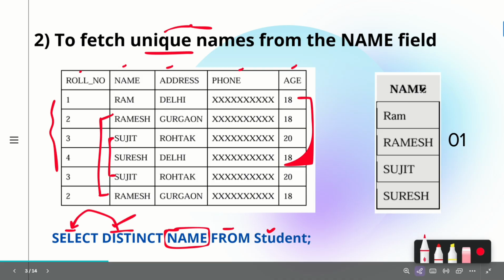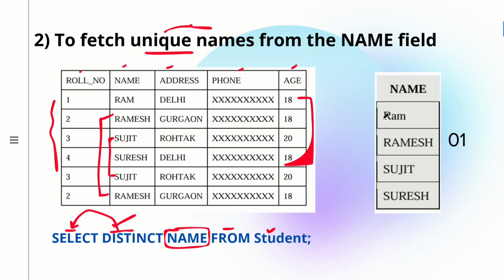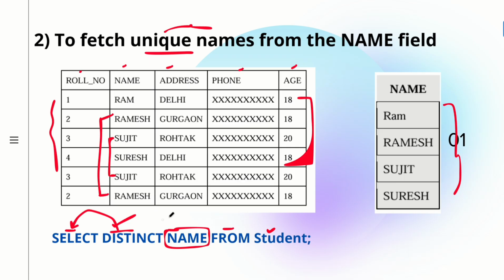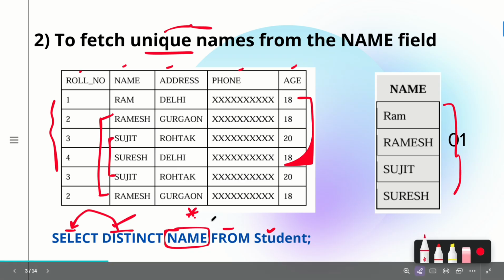So what will be your outcome? Your result set will have name as the column heading, and then you will have Ram, Ramesh, Sujit, and Suresh. These are the four unique names present in our data table. And in case they don't just want the name, they want the entire row, then instead of name you can write asterisk, that is star. So you can write select distinct star from student.